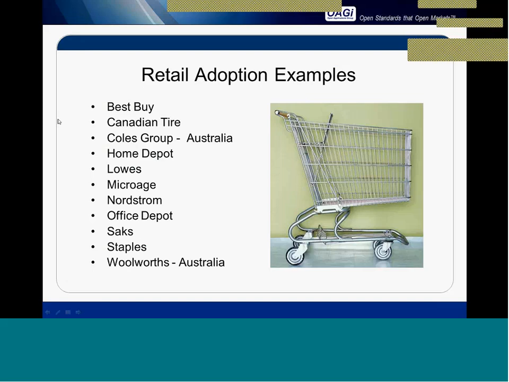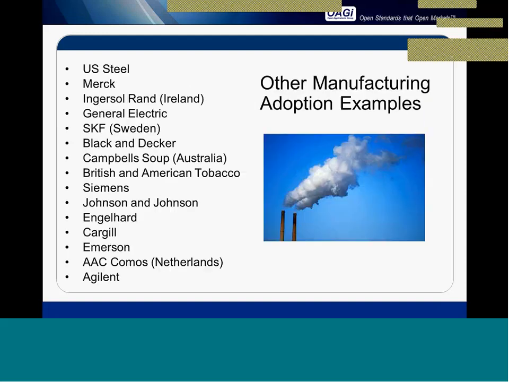And we have a lot of retail adoption, primarily in the warehouse management and logistics space, not in the point of sale specialty applications themselves, but we have, as you can see, some of the largest. Coles Group in Australia is the largest retail chain in Australia. Canadian Tire is the largest retail chain in Canada, and then the big ones here, Home Depot, Lowe's, etc. I skipped over one.